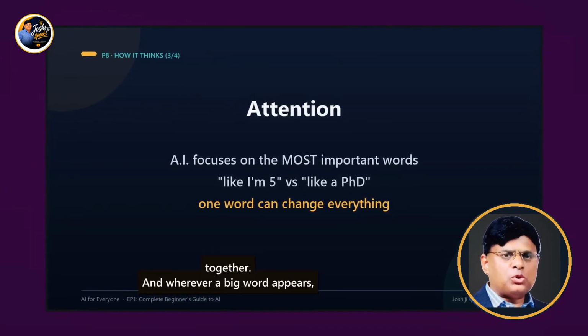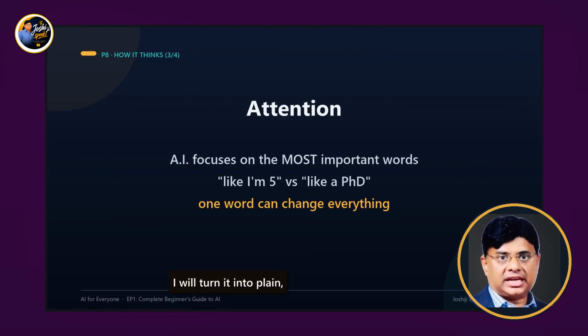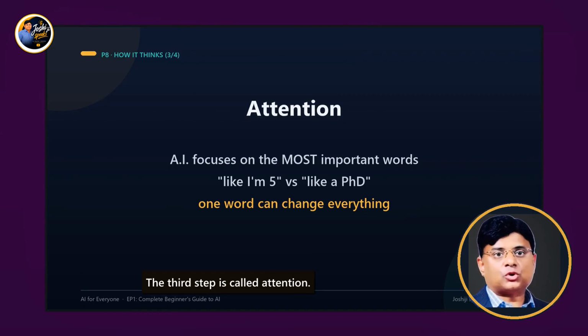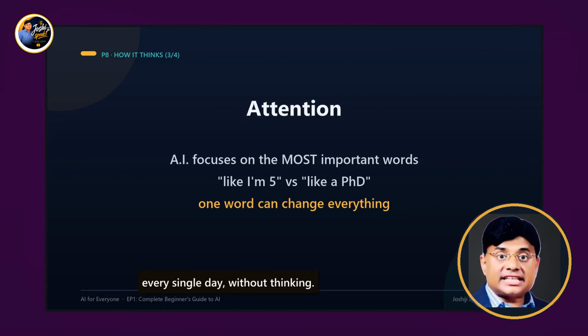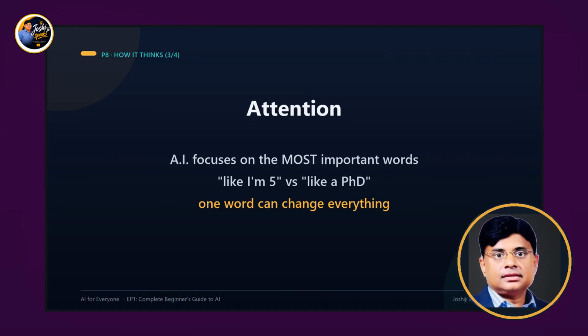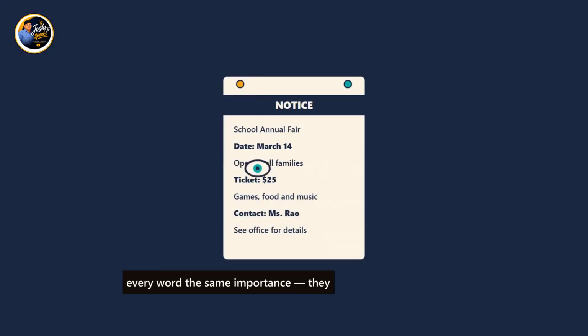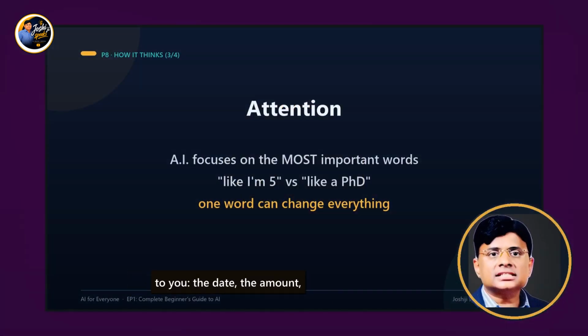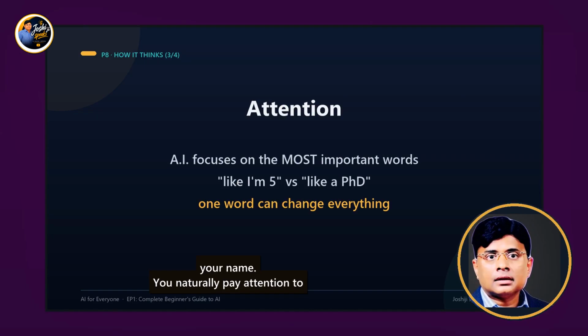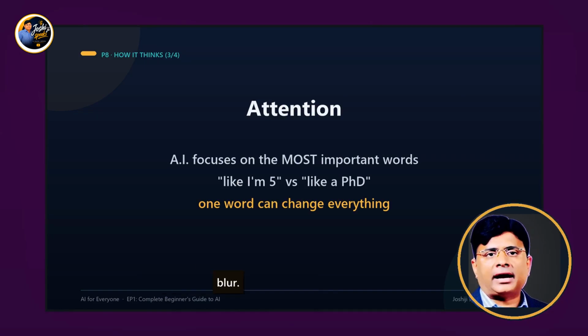And wherever a big word appears, I will turn it into plain, everyday language right away. The 3rd step is called attention. And you already do this yourself, every single day, without thinking. When you read a long notice on a wall, your eyes do not give every word the same importance, they jump straight to the words that matter to you, the date, the amount, your name. You naturally pay attention to what is important and let the rest blur.